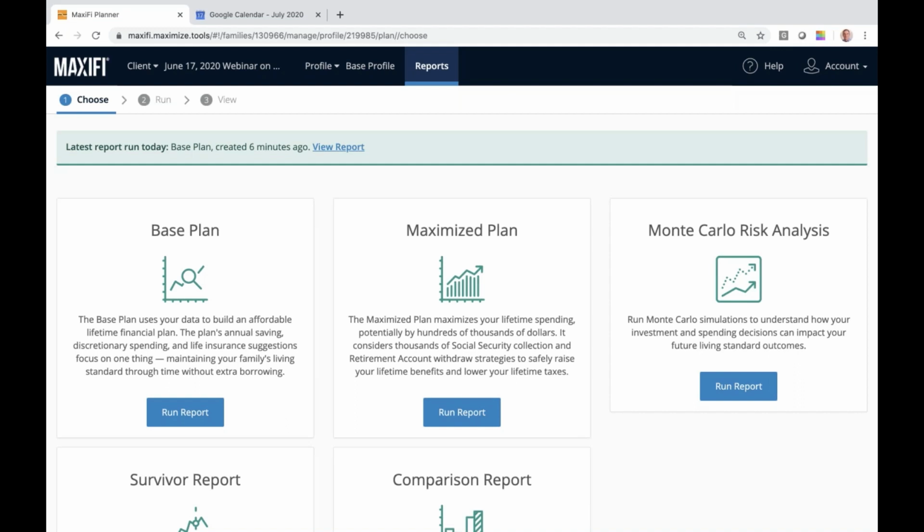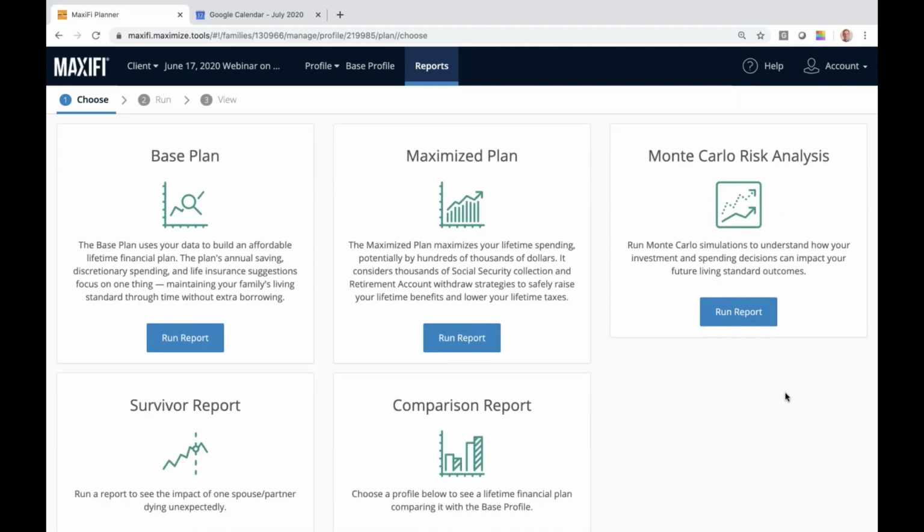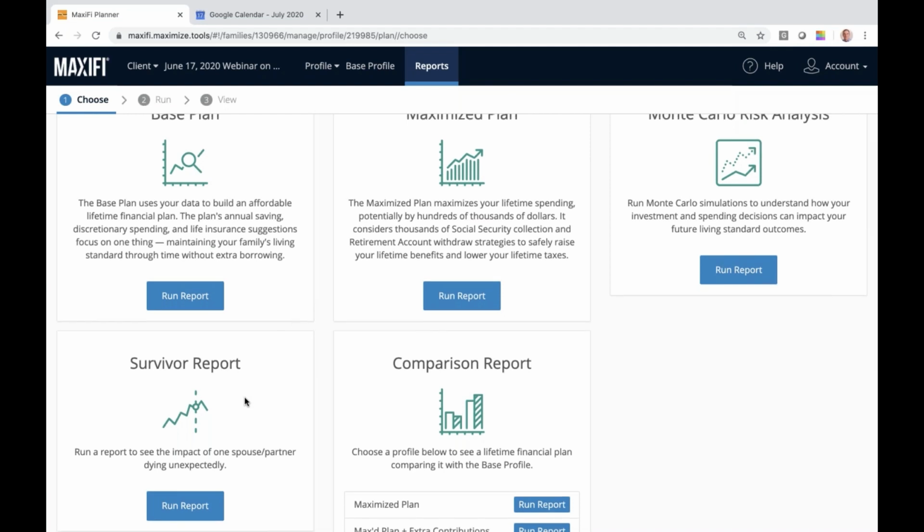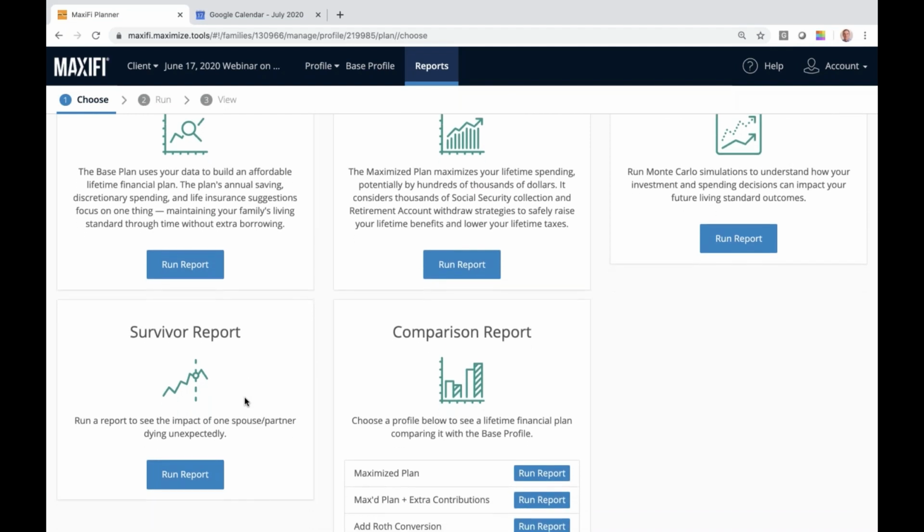And there are other reports here. We have a survivor report where, after you've run the base plan or any plan, you can see how survivors would do if one of the two spouses or partners passed away at any date.